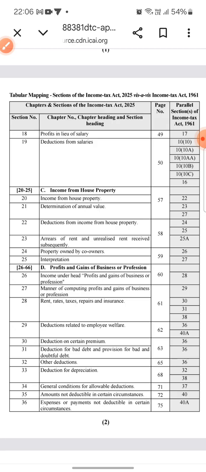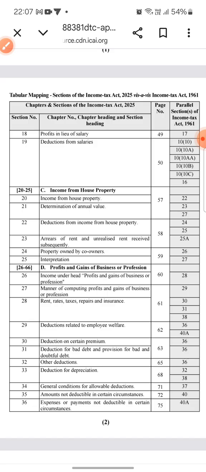earlier section 25, 25A, is now section 23. Property owned by co-owners, section 26, is now 24. Interpretation, section number 27, is now 25. Profits and gains of business or profession, income under profits and gains of business or profession, section 28, is now 26. Manner of computing profits and gains of business or profession, section 29, is now 27.